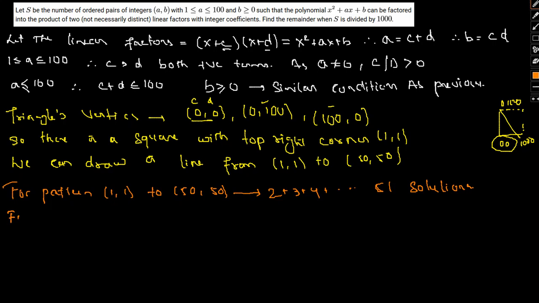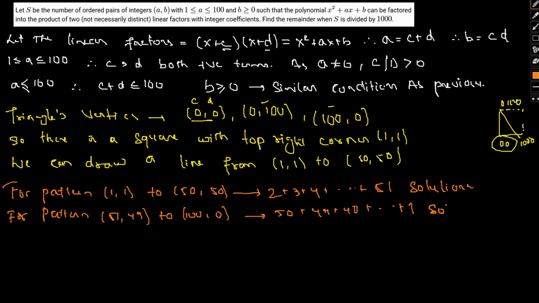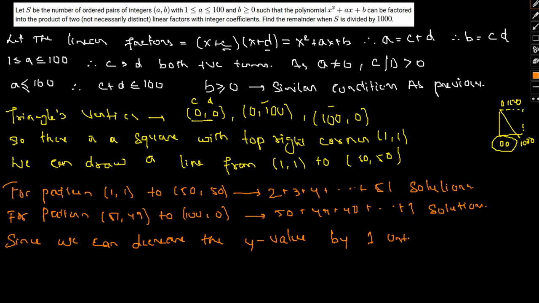And for the pattern from 51 to 49, and subsequently 100 to 0, we have 50 plus 49 plus 48 plus dot dot dot plus 1 solutions, since we can decrease the y value by 1 until 0 for each coordinate.